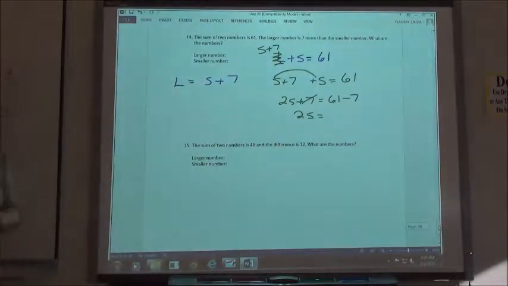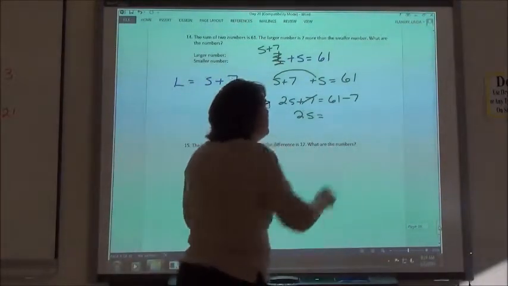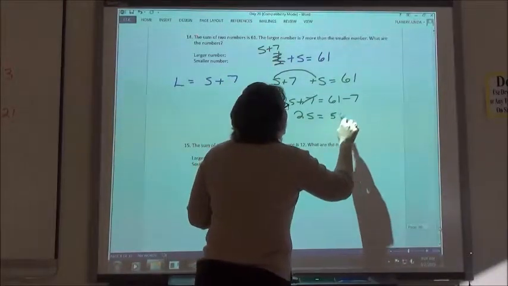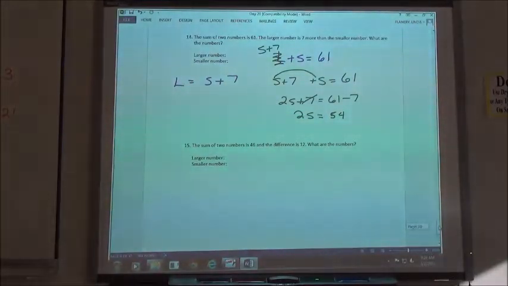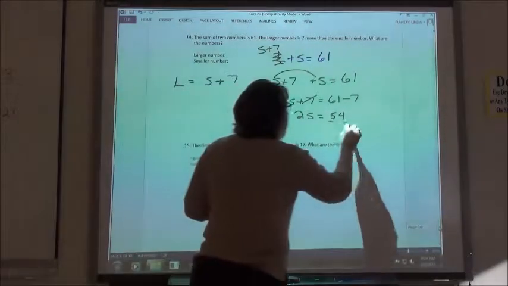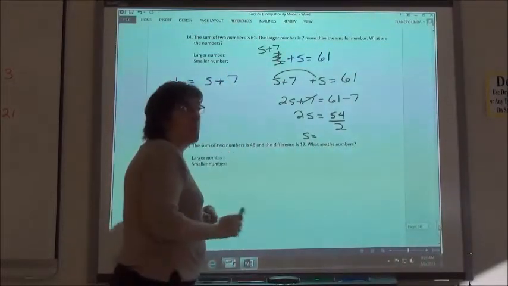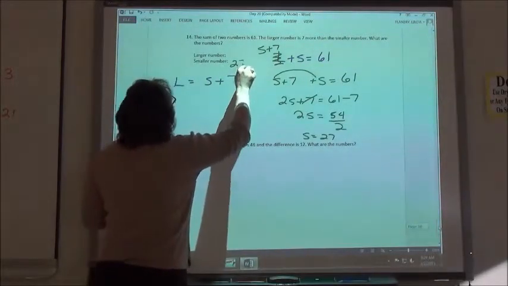2S equals 54. I mean, 54, we subtracted 7. And so then we're going to divide by 2. So S equals 27. So my small number is 27.